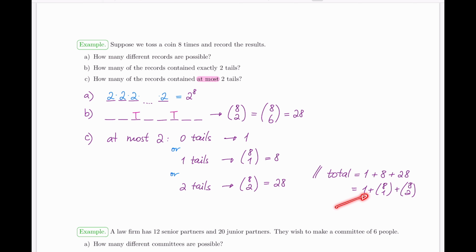There's one way to toss all heads, there is 8 choose 1 ways to see 1 tails, and there is 8 choose 2 ways to see 2 tails. So this tells me what your reasoning is, this one does not. So if you make a small arithmetic mistake here, I won't be able to catch it. Whereas if you do it here, I'll at least be able to follow your logic through.